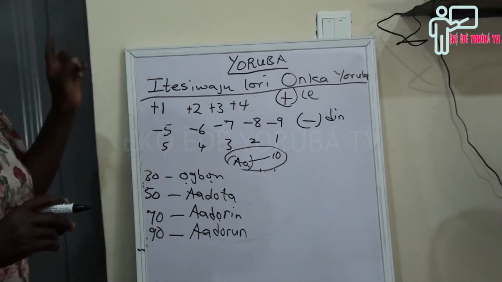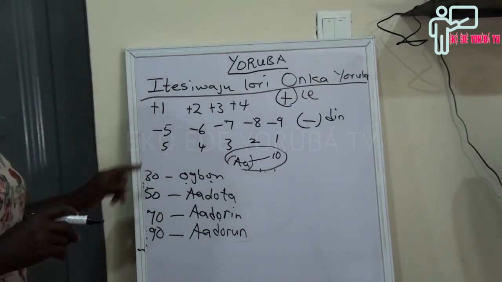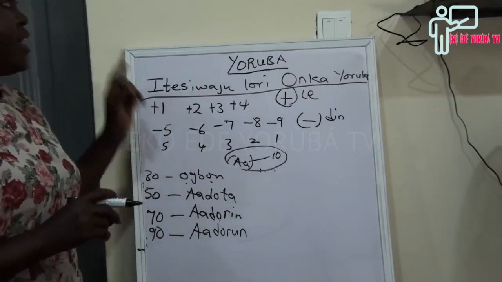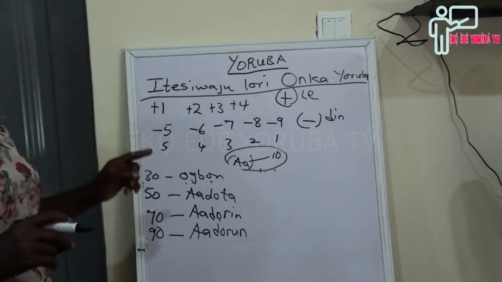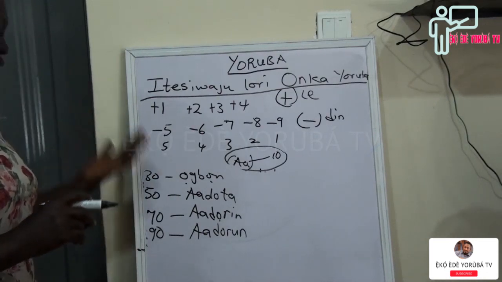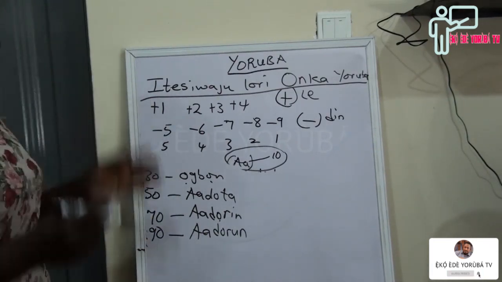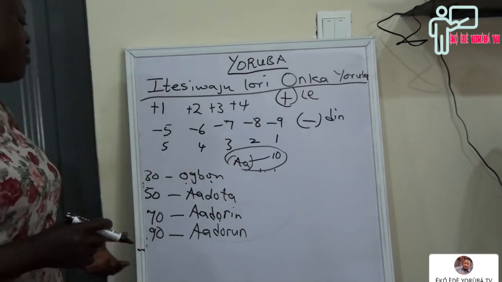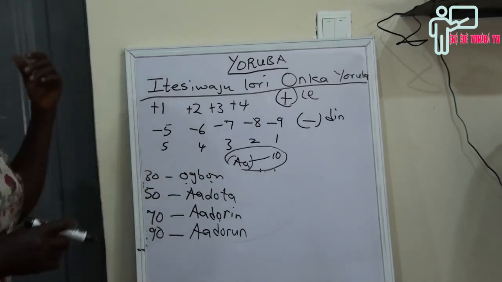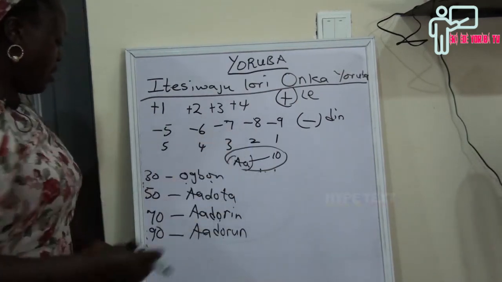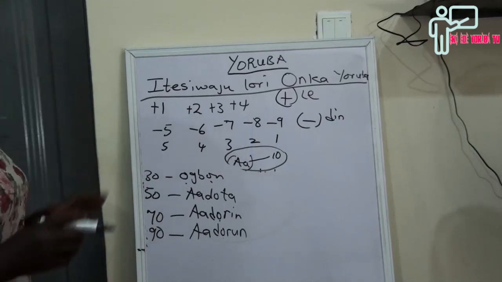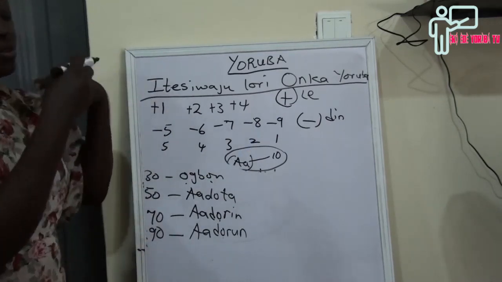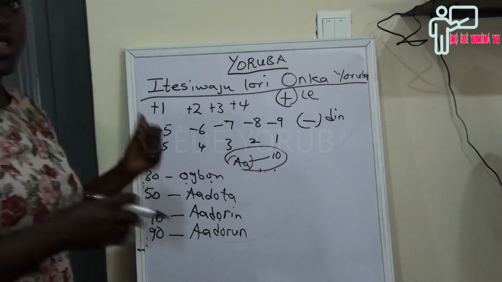1, I said 1 ọ̀kan, 2 èjì, 3 ẹ̀ta, 4 ẹ̀rin, 5 àrún, 6 ẹ̀fà, 7 èje, 8 ẹ̀jọ, 9 ẹ̀sán, 10 ẹ̀wá, 20 ogún, 30 ọgbọ̀n, 40 ogójì, 50 àádọ́ta, 60 ọgọ́ta, 70 àádọ́rin, 80 ọgọ́rin, 90 àádọ́rùn-ún, 100 ọgọ́rùn-ún. So we want to start for today from 100 to maybe 150 or more than that. So we shall continue.